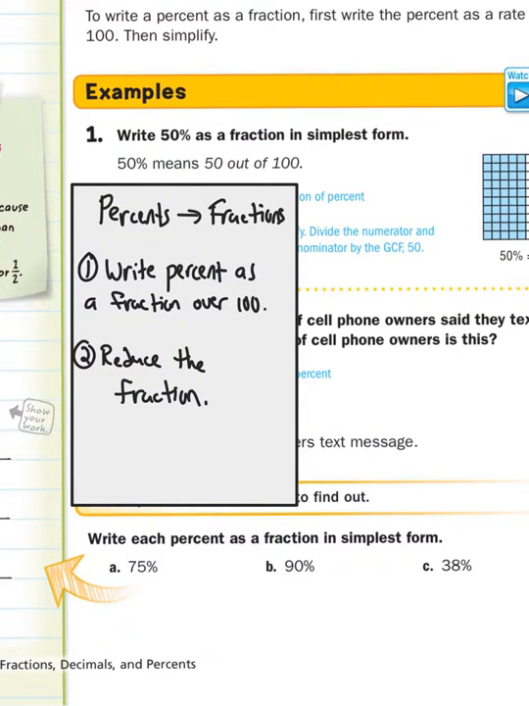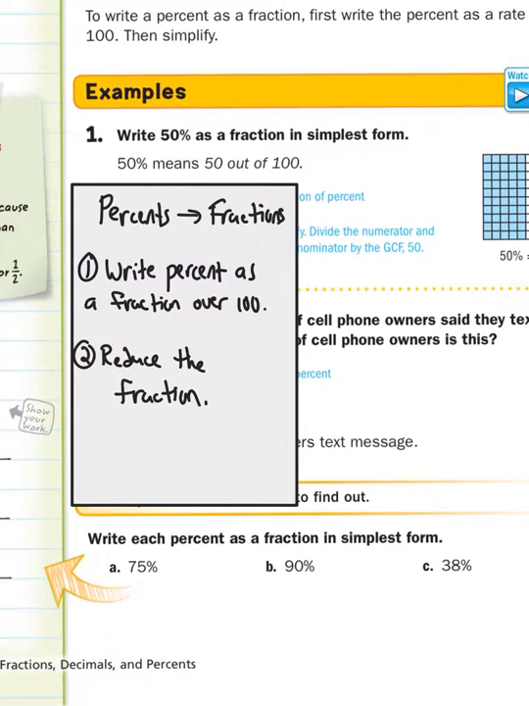Okay, so we are going to start with example 1. And in example 1, it says write 50% as a fraction in simplest form. Now, I bet there's a good chance you might know that 50% is half. I'm sure you learned that in elementary school, but let's show you how these two steps will figure that out. So the first thing, check out the first step. It says write the percent as a fraction over 100.